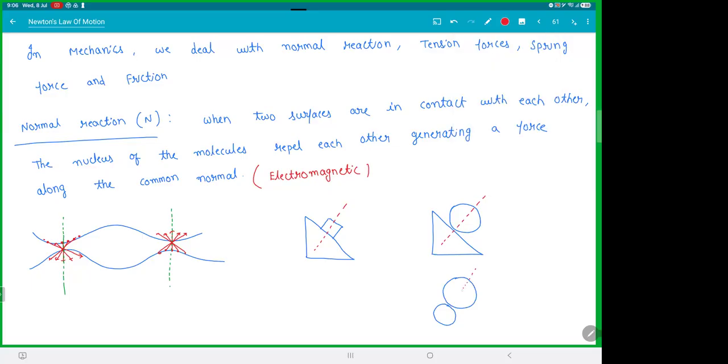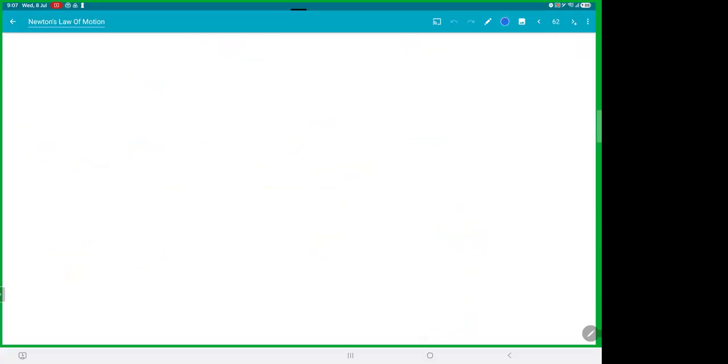These are all common normals. So whenever you have two bodies touching here, the forces will be along these common normals. Clear with this? This is your normal reaction. The next thing, tension. This also we talked about a bit.